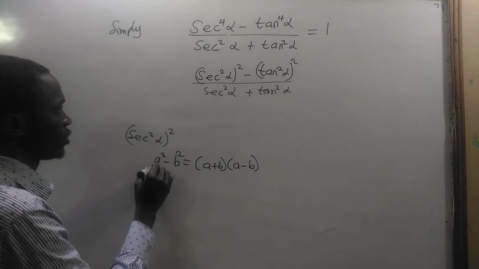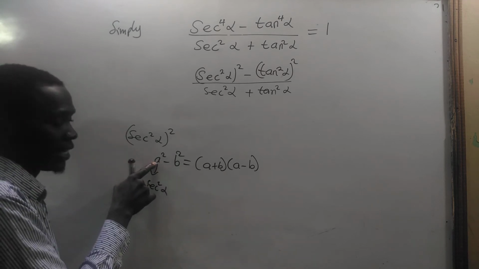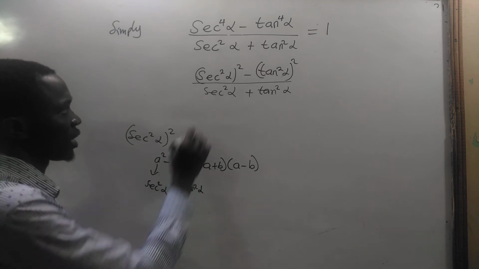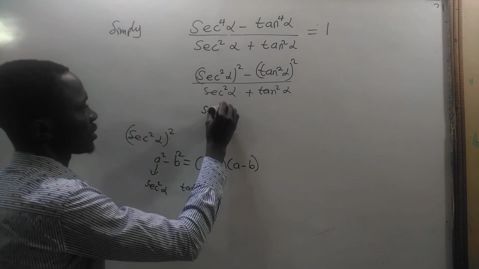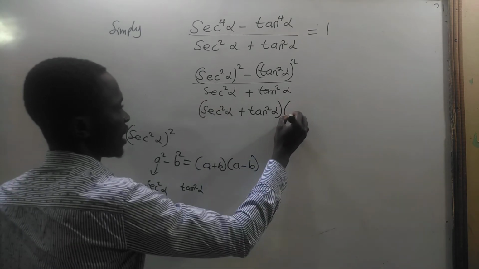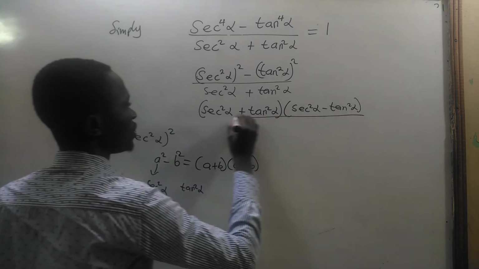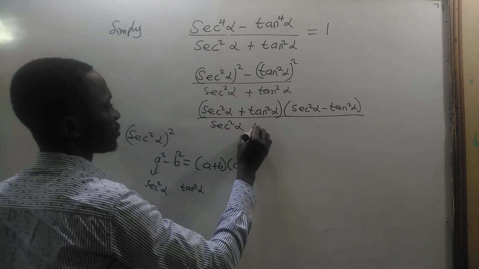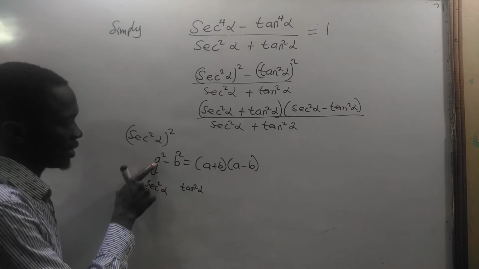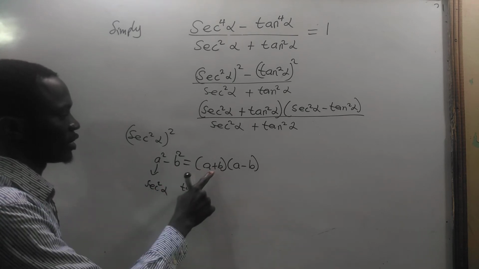So here, if we represent a by sec squared alpha and then b by tan squared alpha, we are going to have this as sec squared alpha plus tan squared alpha times sec squared alpha minus tangent squared alpha, all divided by sec squared alpha plus tangent squared alpha. Very simple as that. So sec squared alpha is a and tangent squared alpha is b. Very simple. So wherever you see a, you put sec squared. Wherever you see b, you put tangent squared.